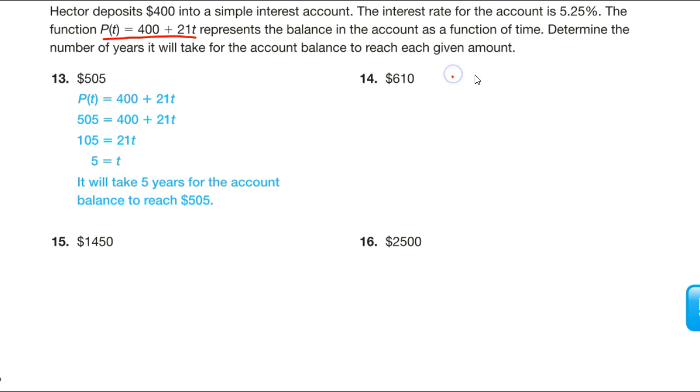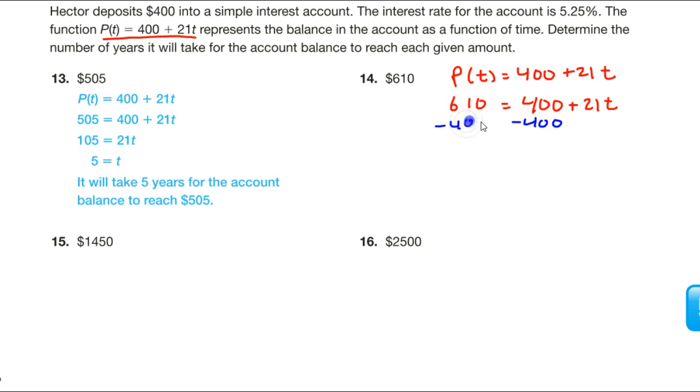So we're going to take our function P of t, 400 plus 21t. They're giving us our final amount, which in our notes we studied that was P of t, and we're just going to plug it in. $610, and everything else just comes down, or we rewrite everything else. So this just becomes a simple two-step equation where if we subtract 400 from both sides, remember what you do to one side, you do to the other side, we're balancing our equation. We get 210 and then 21t.